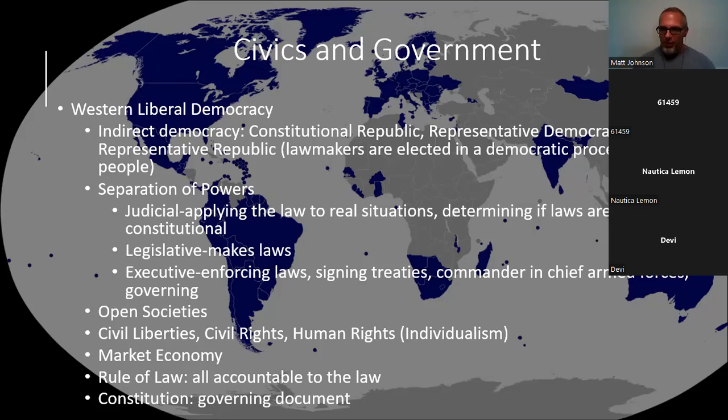In Britain, they have Parliament. Of course, they have a head of state there. And then, anywhere where there's this idea of Western liberal democracy, you typically have your power separated into multiple branches of government, whatever that may be. Pretty standard, though, to have something along the lines of the United States, where you have a judicial branch, right? Their purpose and their responsibilities are applying the law to real situations, and then determining if laws are constitutional.